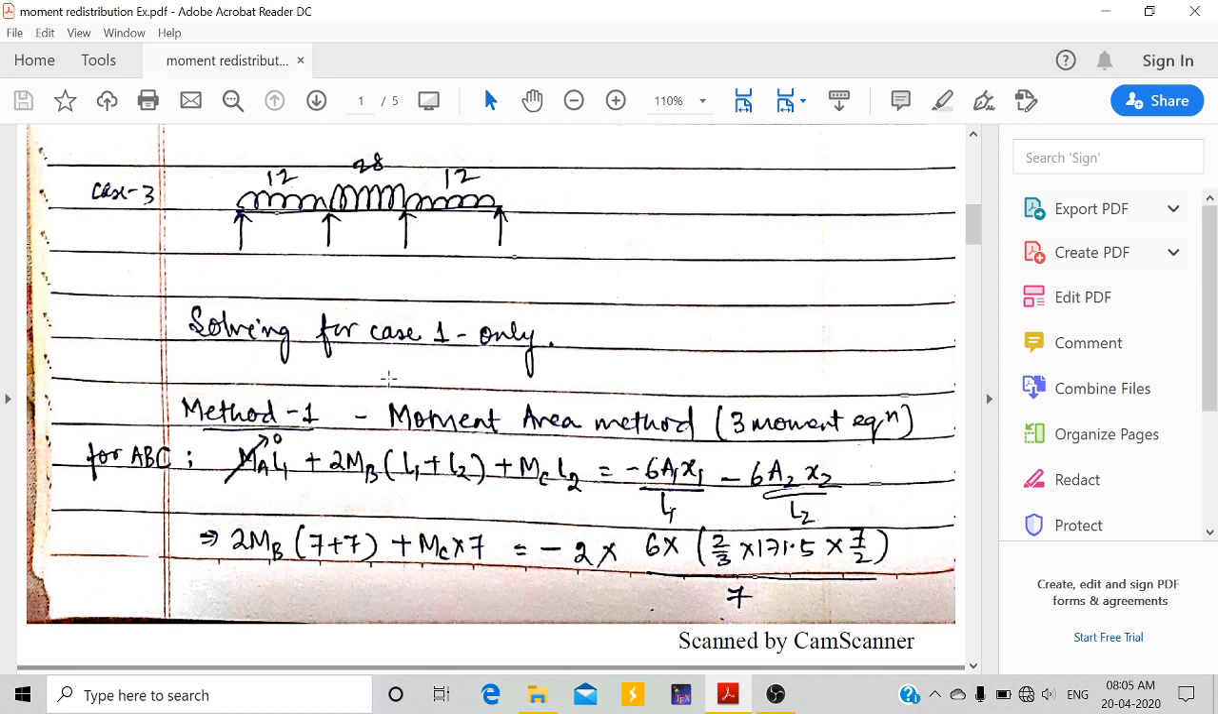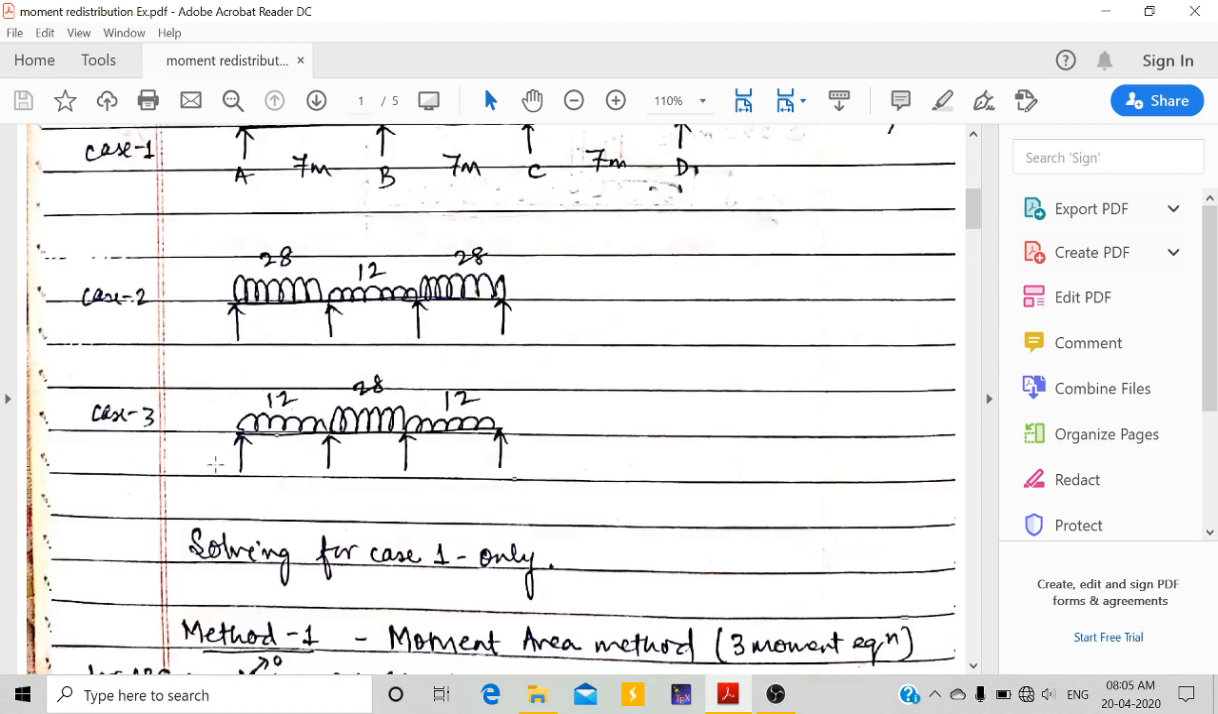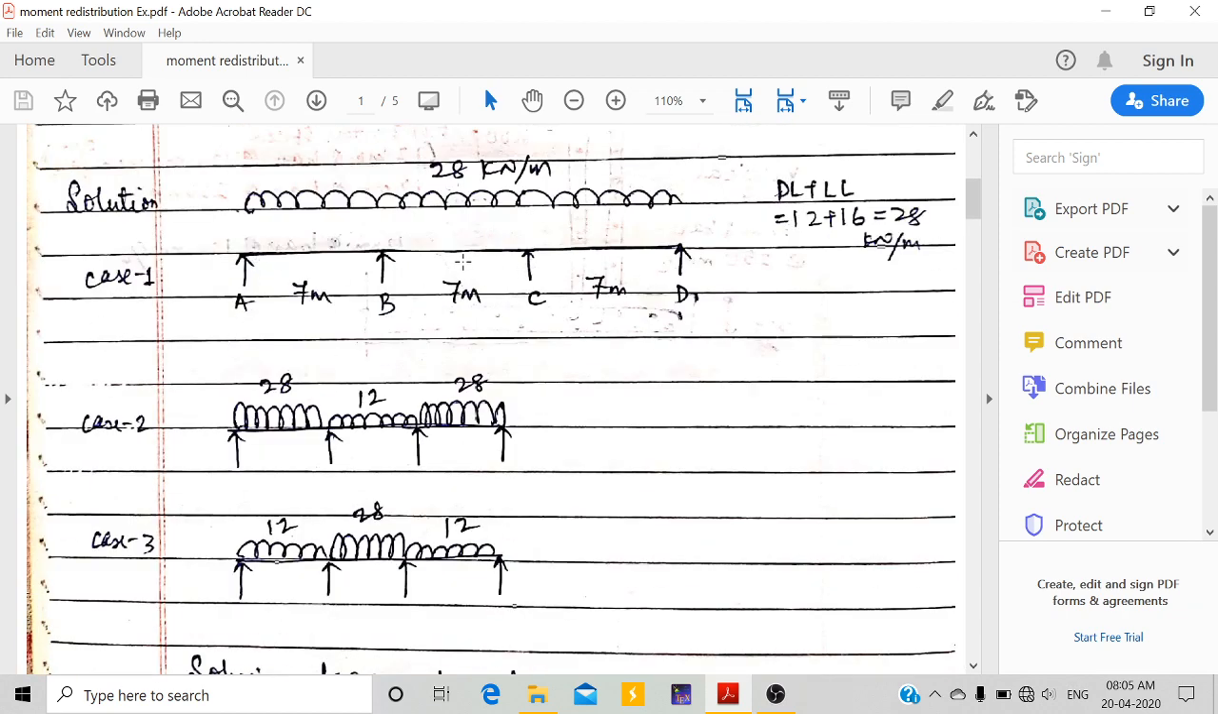So first, before using the moment redistribution method, we have to do the elastic analysis by any method. I have used here as the first method the moment area method, or we can just use the three moment equation. In this, we have to use two spans. This can be solved for two spans first. So first I'll be taking ABC, then I'll take BCD.